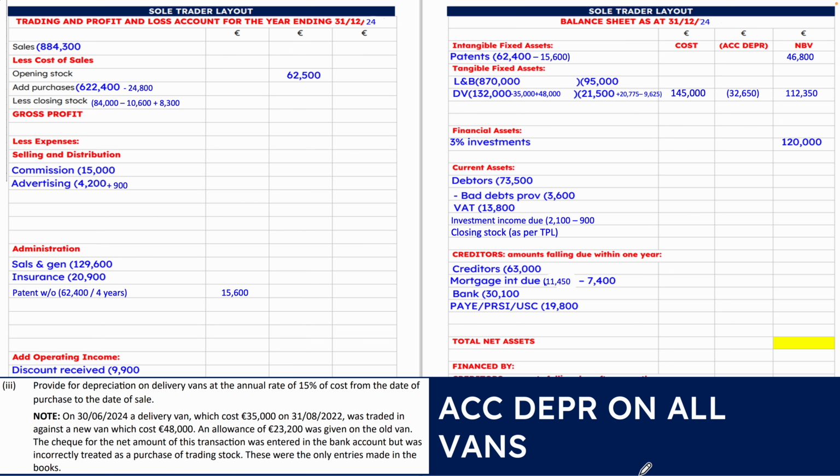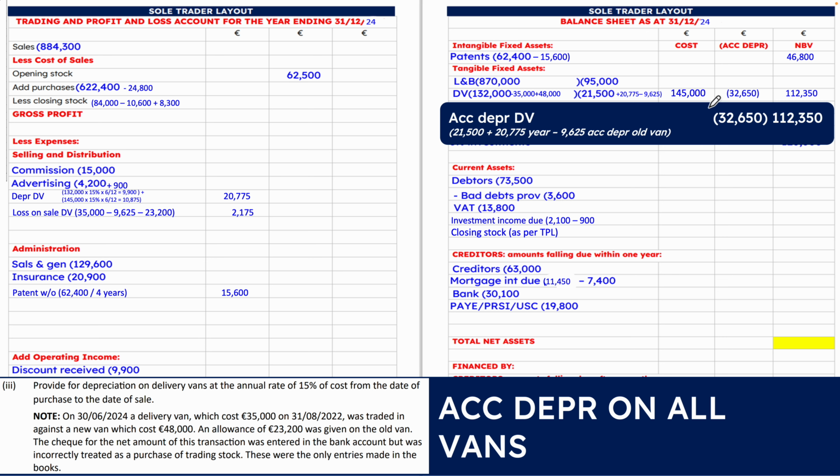Okay, last thing then that we have to do is calculate the accumulated depreciation on all of the vans. So what this means is, we have vans that cost 145,000 euro. How much have they reduced in value over their lifetimes?